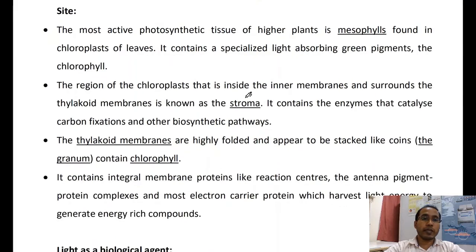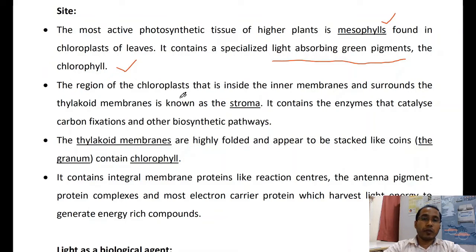So what are the sites of photosynthesis? The most active photosynthetic tissue of higher plants is mesophyll. You have to remember that mesophyll cells are very sensitive, and this is the particular site where photosynthesis happens. It contains specialized light-absorbing green pigments called chlorophyll. Chlorophyll has two different types, and you just have to remember chlorophyll A and chlorophyll B. In most cases, in C3 and C4, chlorophyll A takes part in 90% of cases, and chlorophyll B also takes part in some parts of the whole photosynthetic pathway.